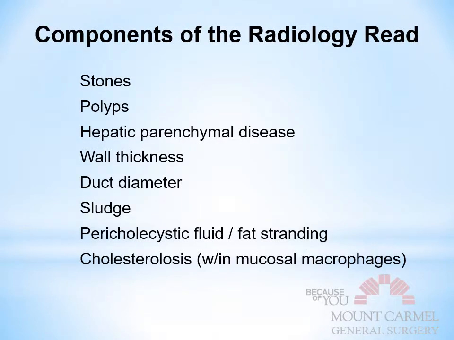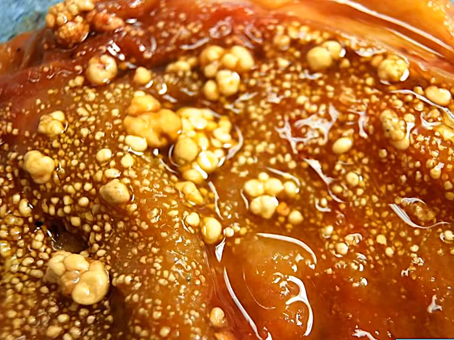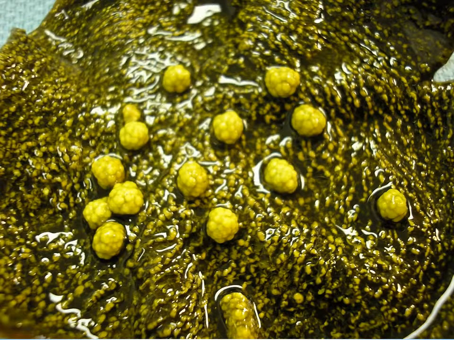Okay, so the radiology read may address stones, polyps, hepatic parenchymal disease, wall thickness, duct diameter, sludge, pericholecystic fluid, fat stranding, and cholesterolosis, which is cholesterol accumulation within mucosal macrophages. Of these, I think we're familiar with all of them, but for the last one I want to give some images here. So this is that cholesterolosis here, and here's some more.